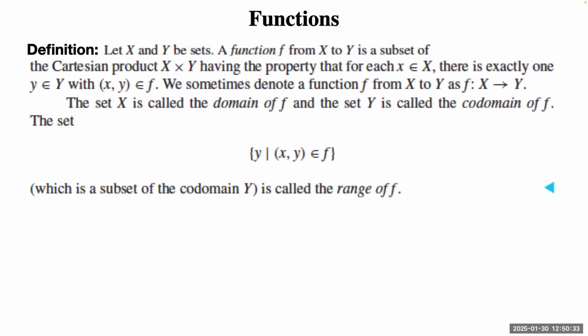So our first definition will be, what is a function? A function from X to Y is a subset of a Cartesian product, X cross Y, having the property that for each x in X, there is exactly one y in Y, where (x, y) is an element of the function. We sometimes denote a function f from X to Y with this notation, f colon X arrow Y. It just means the function takes elements of X into the elements of Y. The set X is called the domain of f, and the set Y is called the codomain of f.